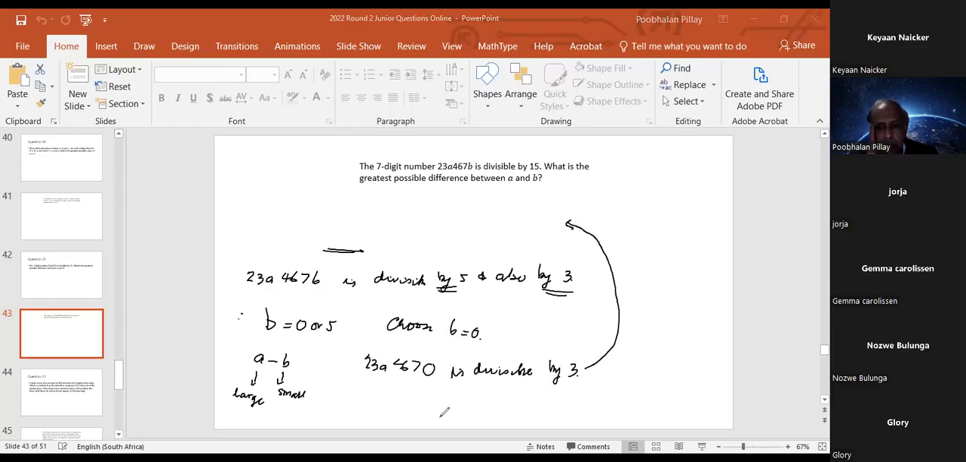that if I add all these things, 2, 3, 4, 6, 7, 0. You got 5 plus 4 is 9, 9 plus 6 is 15. You got 22, and plus A, which is unknown, is a multiple of 3. And remember, A is a digit. It's a one-digit number. It's one of the digits here, you see. Right? A digit is a one-digit number, 0 up to 9.